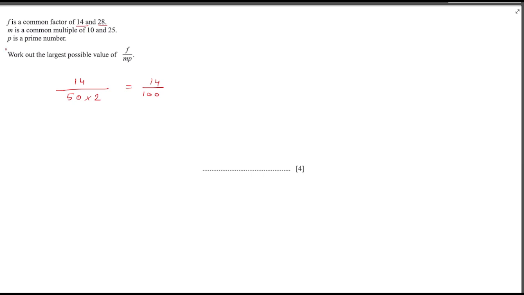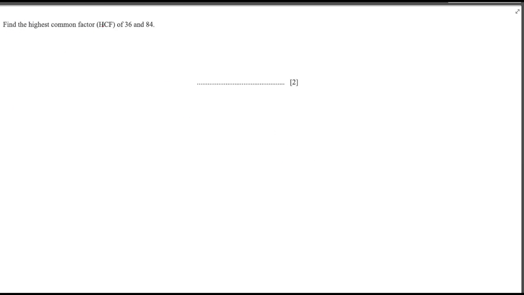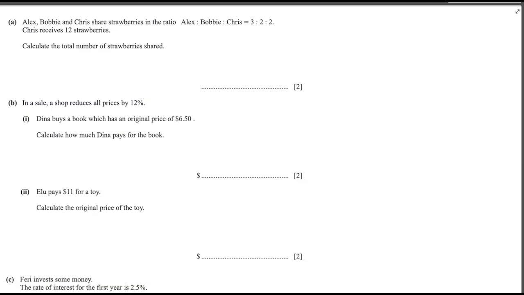Now work out the largest possible value of f divided by mp. So it is 14 divided by 100, which is 0.14. Okay, nice question. It is for 4 marks. Not difficult. Find the highest common factor of 36 and 84. Now you can do it yourself.